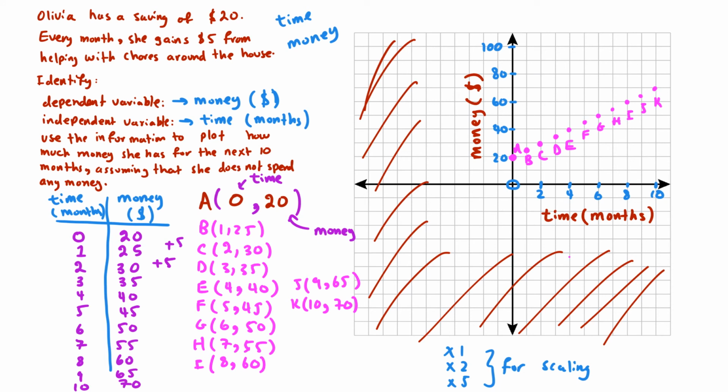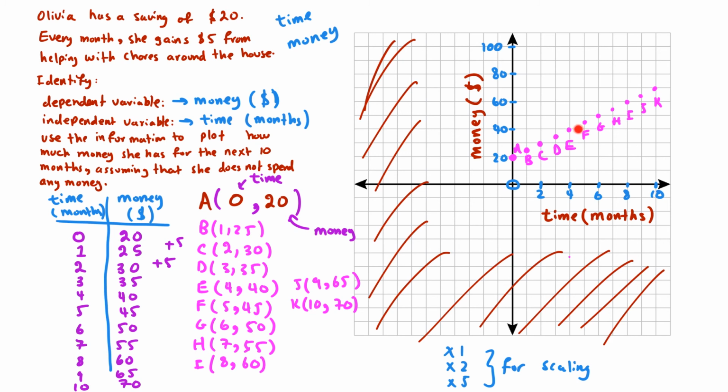So now we have the table and we have the graph. At this point, is it a good idea to connect the points? Well, we could, just to see what the trend will look like. We could draw a line through these points. But will it be meaningful? If you're looking at halfway through month four, right at month four she had $40, and right at month five she had $45. But in between, nothing actually changed.